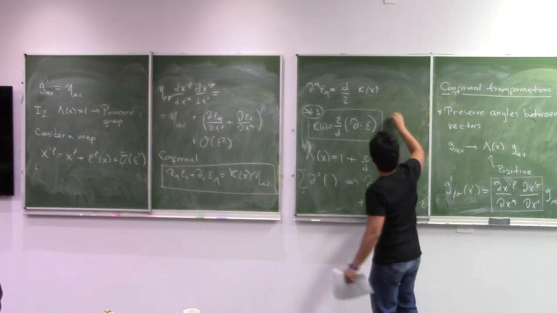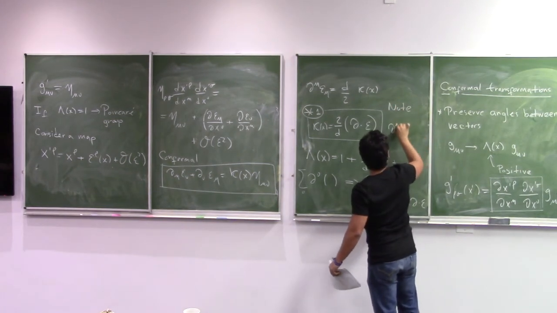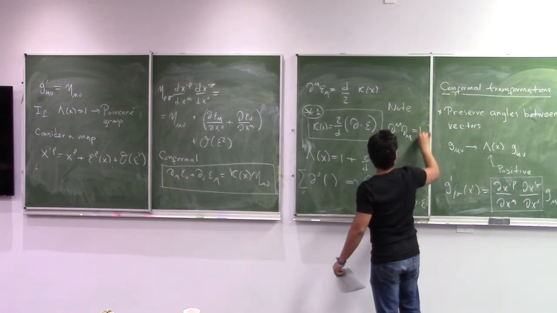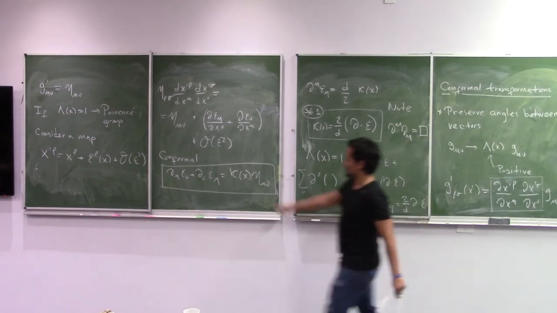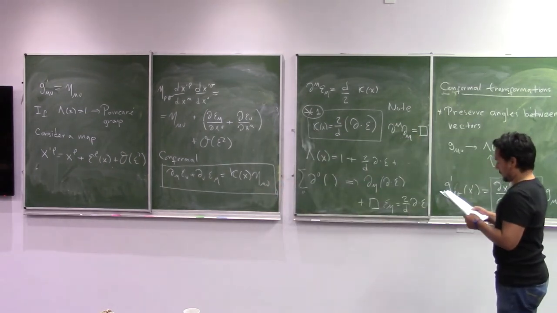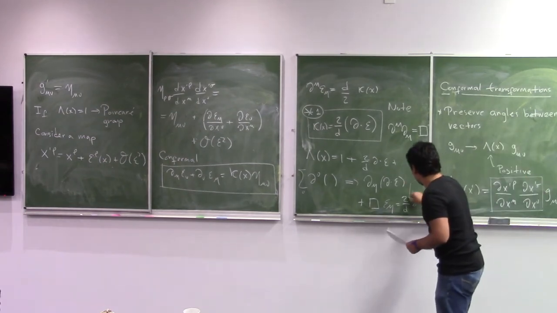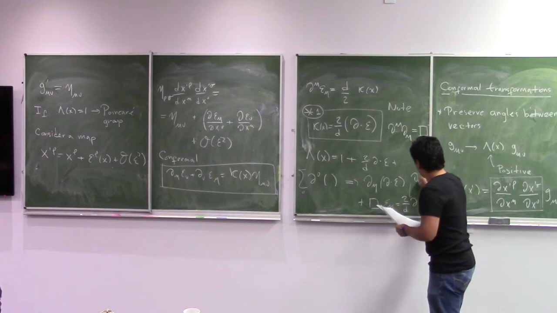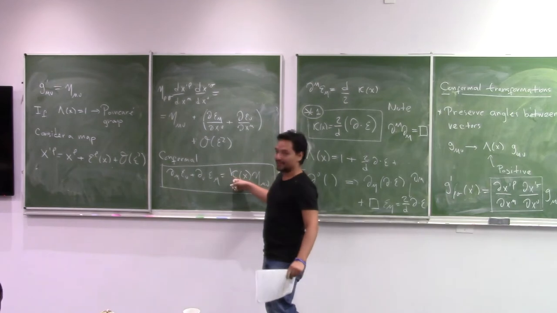I need a note here for the ones that don't know: d mu d mu is written as a box. Sorry, I forgot one thing. There is an extra derivative. Sorry, there's an extra derivative, right? There is a derivative that has to be here.